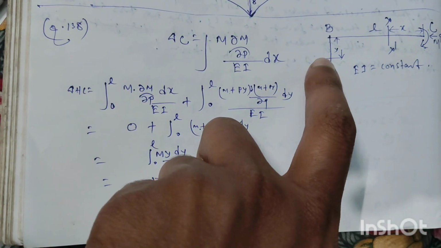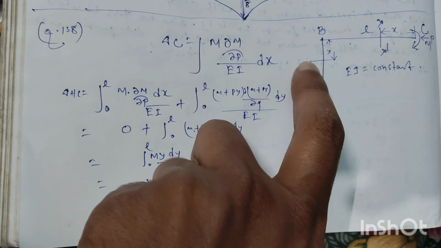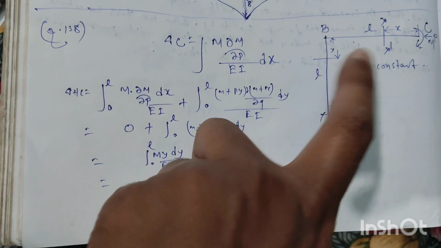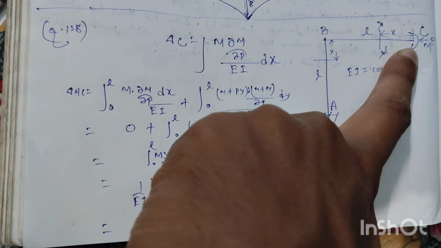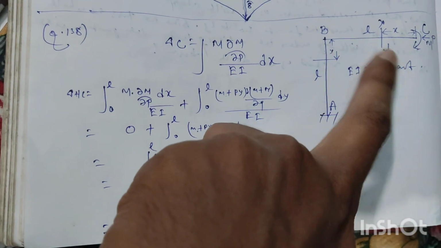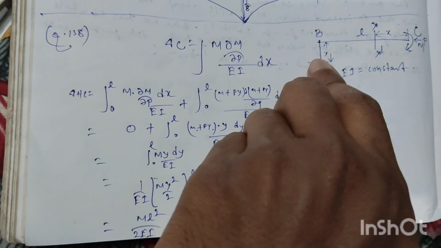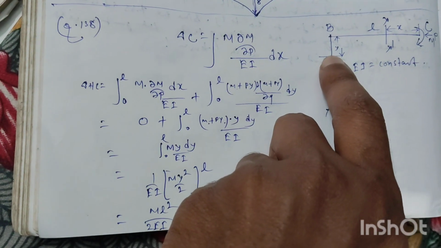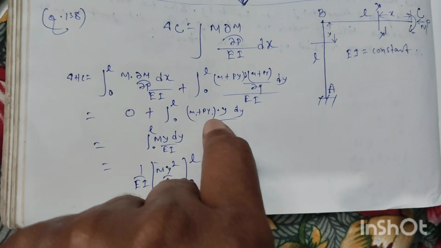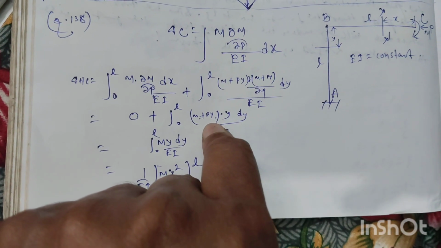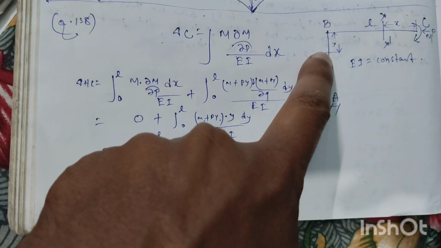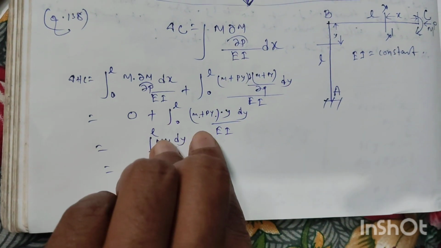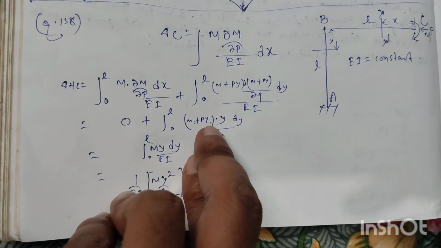At this section y dash, the moment value will be this bending moment M, constant throughout the frame, plus the moment due to the fictitious load P into y at this point. So that's why m plus Py is the total moment value at this section of the member AB. That is why it is written m plus Py.